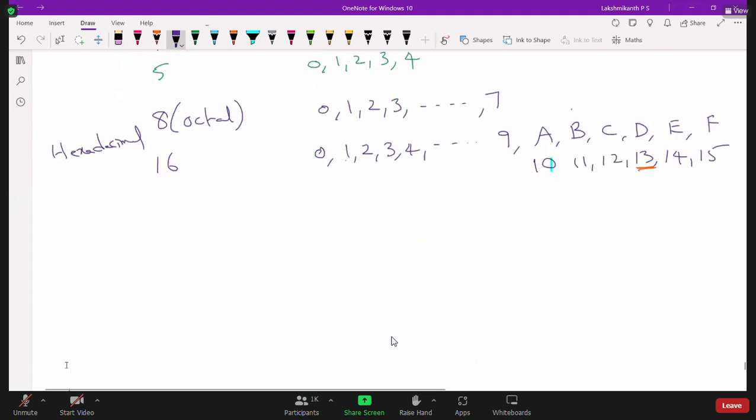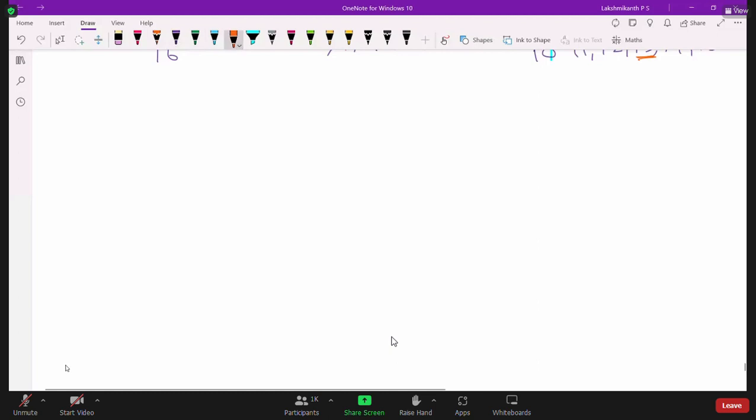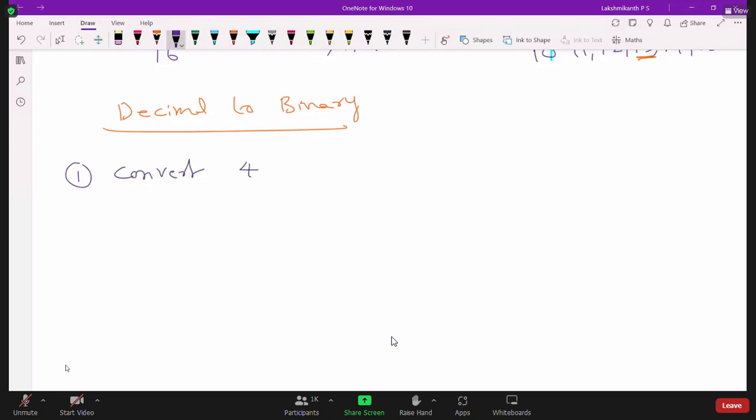Let us convert decimal to binary. How to convert a number from decimal to binary? Now I am going to take one example. Convert, let us say, 45 base 10. This indicates base 10, the decimal number system. Convert 45 base 10 to the binary number system.